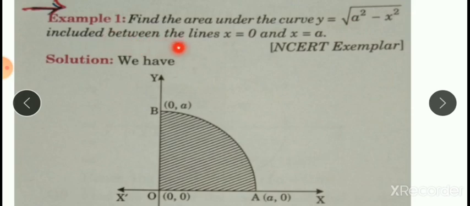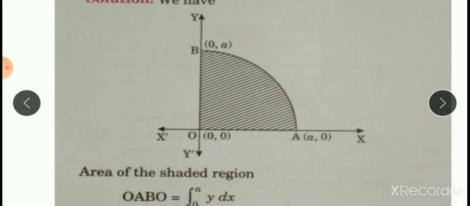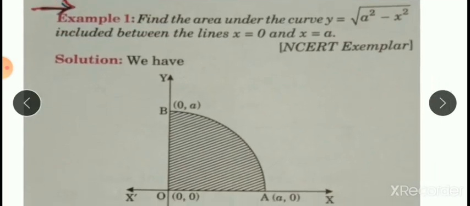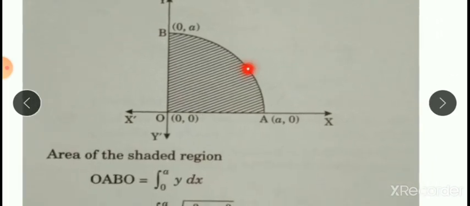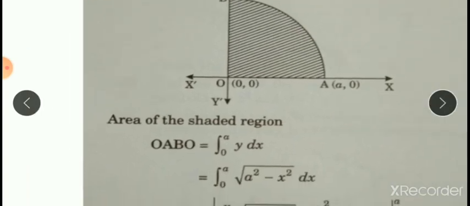Here x equal to 0 and x equal to a. This is x is equal to 0 and x is equal to a. x is equal to a line. Means this is our required area. That is integration 0 to a. This is 0. What I say is a.